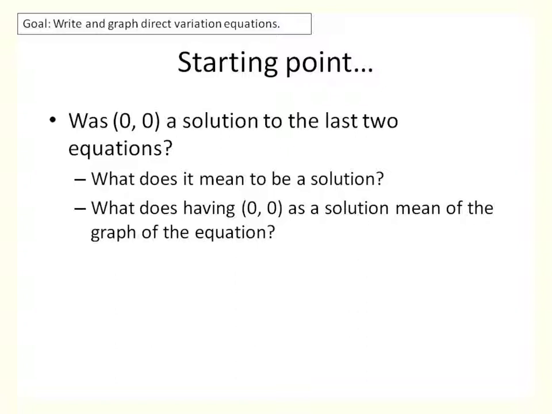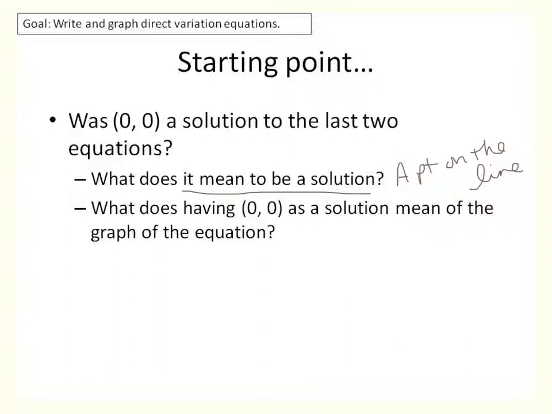So was 0, 0 a solution to the last 2 equations? If you think back, was 0, 0 one of the points on both of the lines? Yes, it was. And so if we answer the question, what does it mean to be a solution? It means to be a point on the line, and that's very important to know. Okay, so a solution is a point on the line. And so in this case, it can be any point on the line.